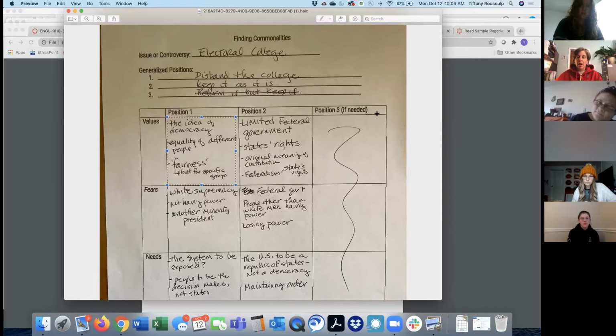And so the values that they have are, they value the idea of democracy, meaning democracy in their sense, that democracy means that each person has an equal vote.